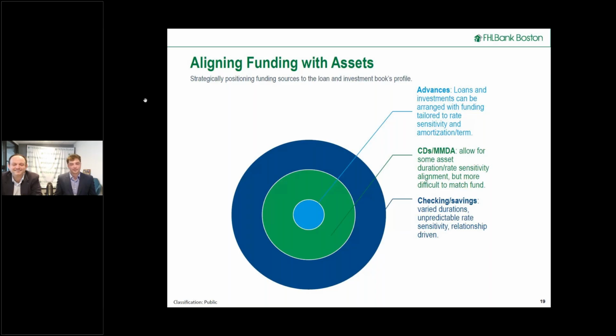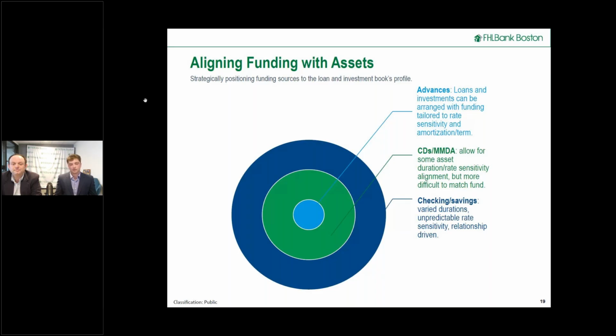I know this isn't groundbreaking stuff, but I wanted to talk about matching funding to assets in a little bit more detail. With advances, you're able to tailor funding directly to the rate sensitivity, amortization, and term of your loans and investments. And as mentioned on the last slide, CDs and money markets do allow for some degree of matching to assets, but there is less flexibility as far as term, as well as the unpredictability of runoff, and you have to navigate market demand.